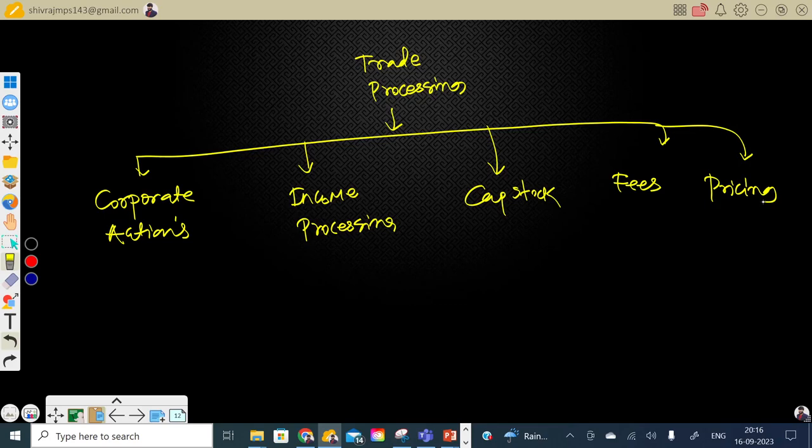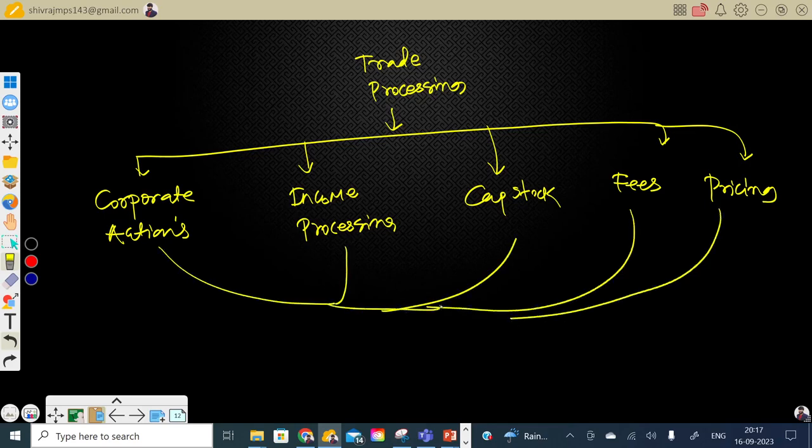And as an accountant, here you would see how the accounting teams come into the picture. So now you can relate. If the corporate action team has any issues, they can reach out. Even the income team can reach out to the trade processing team. The cap stock team, the pricing team, they can reach out directly to the trade processing team. And then at the end, you would see the accounting teams.